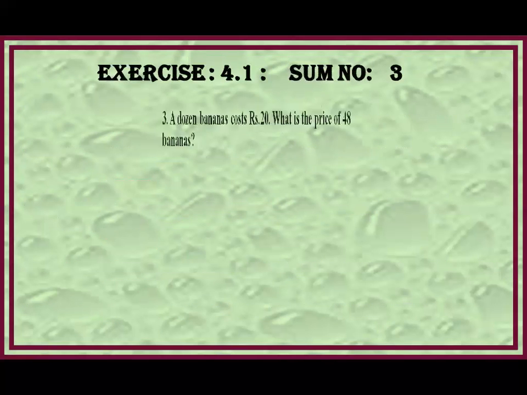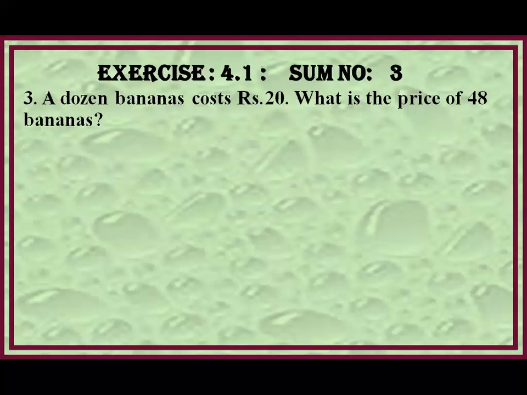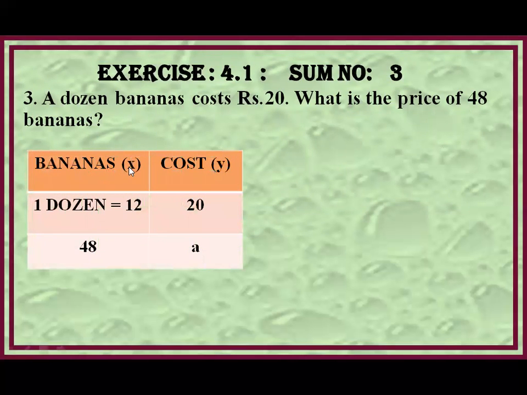Okay, let's move into the other sums where we are going to follow the formula that we learned for direct variation, which is x1 by y1 is equal to x2 by y2. A dozen bananas cost rupees 20. What is the price of 48 bananas? So the two quantities compared here are the cost and the number of bananas. So bananas are taken as x and cost is taken as y.